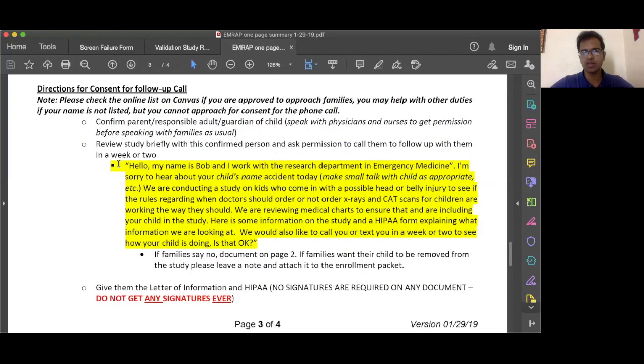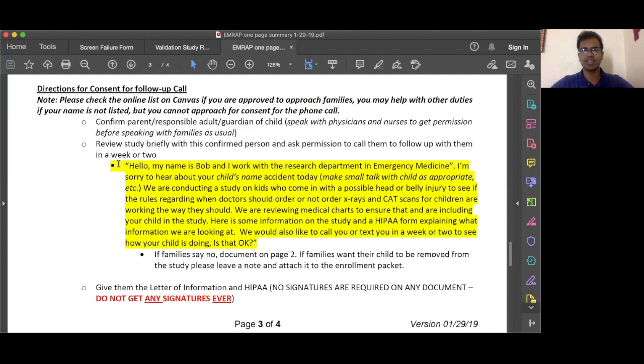Now that we talked a little bit about translators, let's talk about what you're going to actually say when you approach the family. So before we approach the family, we want to talk to the nurse, see if it's okay. If they say okay, we want to knock on their door and ask them if it's okay to talk with them for a minute or two. And if they say okay, then we're going to enter the room and discuss the study with them.